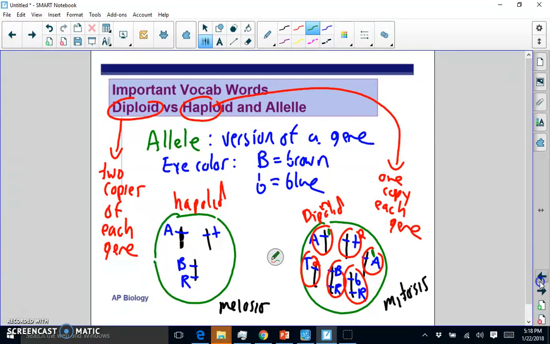And then last but not least, these two down here are also homologous to each other because they're both carrying the same genes on them. They may be different alleles, okay, but they carry the same genes. Also keep in mind that this is a little bit oversimplified because chromosomes have like hundreds of genes on them and we're only showing like one or two.